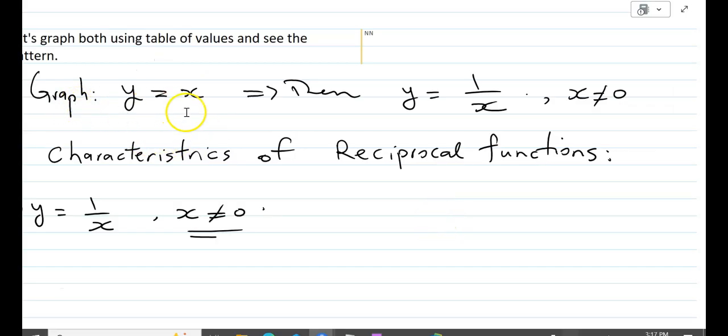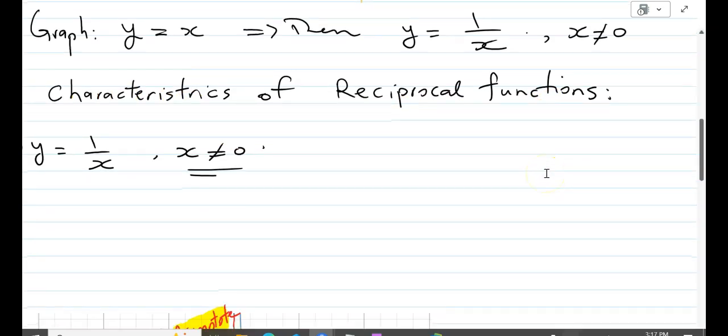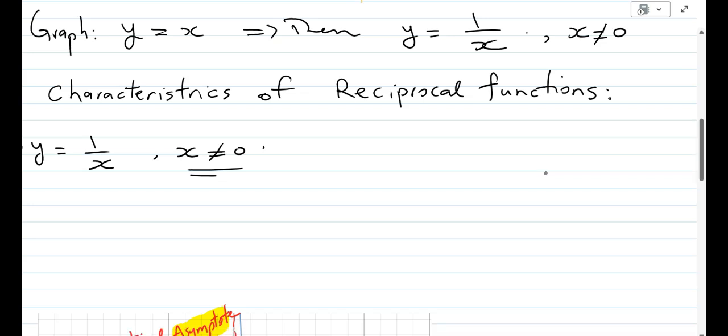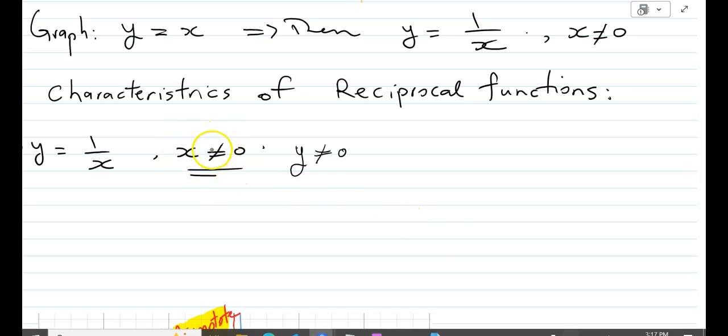All right, so we graph y equal to x, then we graph y equal to 1 over x. We said that x cannot be 0. That's one of the restrictions, and it's right here. Now let's list all the characteristics of reciprocal functions. The first thing, x cannot be 0. The next thing is y also cannot be 0 in this context. Okay, that's another one. Now, because x cannot be 0 and y cannot be 0, there are these 2 vertical and horizontal boundaries.